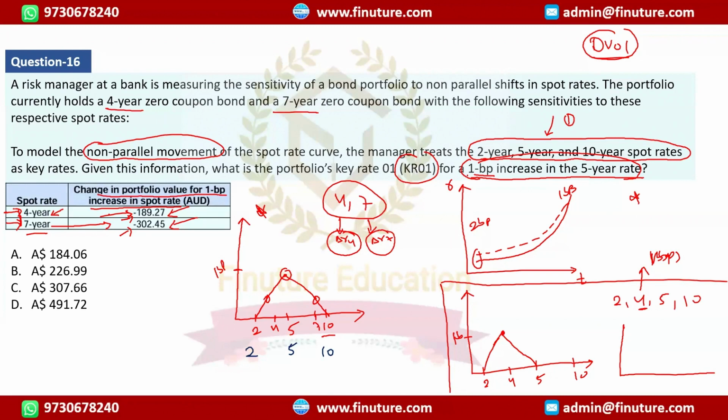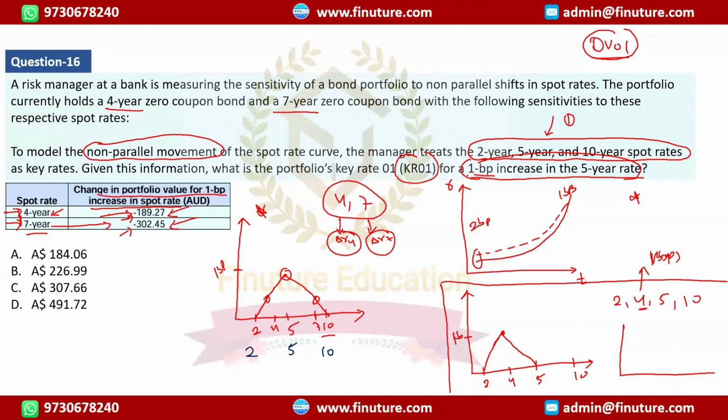Sir, if the 4-year rate is changed by 1 basis point, then what was your argument on that part? It would be 189 in the bond portfolio. The entire bond portfolio will change by 189 Australian dollars, approximately 0.27, of course.